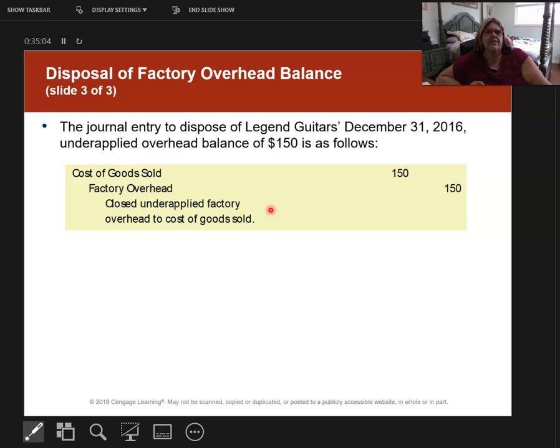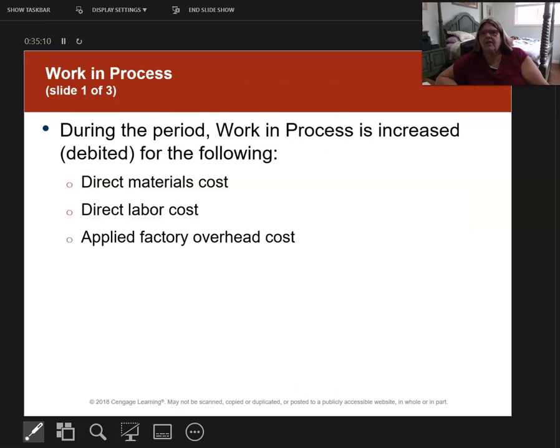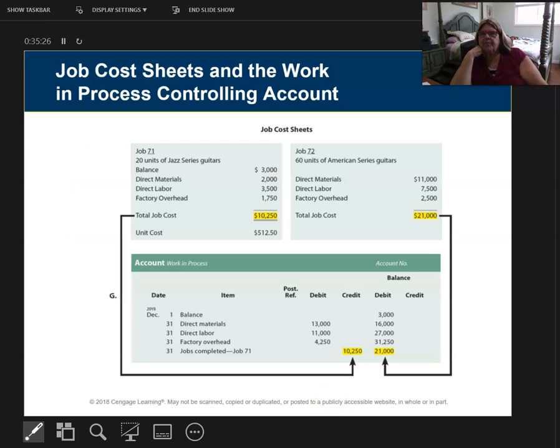Okay, so that concludes how job costing works, and you do need the journal entries to move through the processes in this. Next, we're going to take a look at, during the period, what happened to my other accounts. In particular, I want to talk about the work in process account. And what happened is, during the period, I brought in direct materials cost, I brought in direct labor cost, and then I brought in my applied factory cost using my predetermined overhead rate.